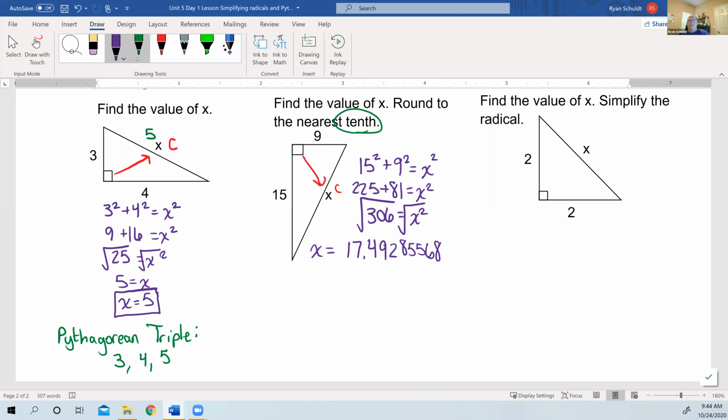Now it tells me to round to the nearest tenth. So I only want this digit, which means I need to look at my 9. So my 9 tells my 4 to go up. Remember, 4 or less, let it rest. 5 or more, raise the score. We have a 9 right here, so we need to raise the score. So x equals 17.5. That's the nearest tenth. And we're done.